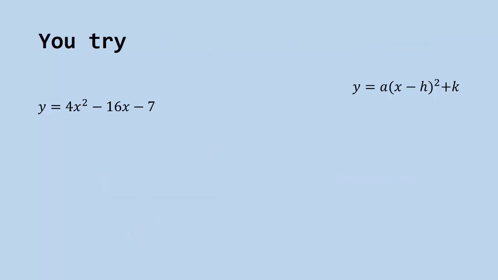So now I'm going to have you try y equals 4x squared minus 16x minus 7. You will write it into the vertex form of the equation. You can use either method that works for you. Pause the video, give it a try, then you can restart the video, and I will demonstrate the solution in both ways that I've shown you, and you can check your work against it.